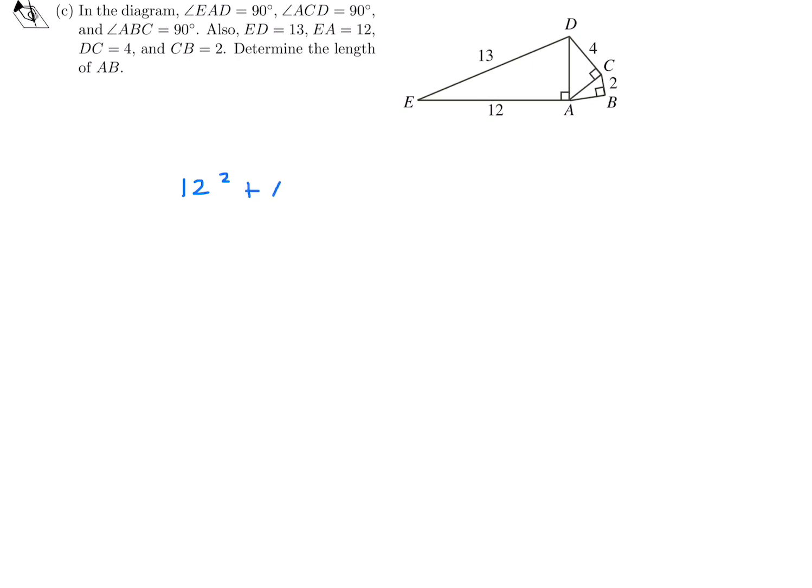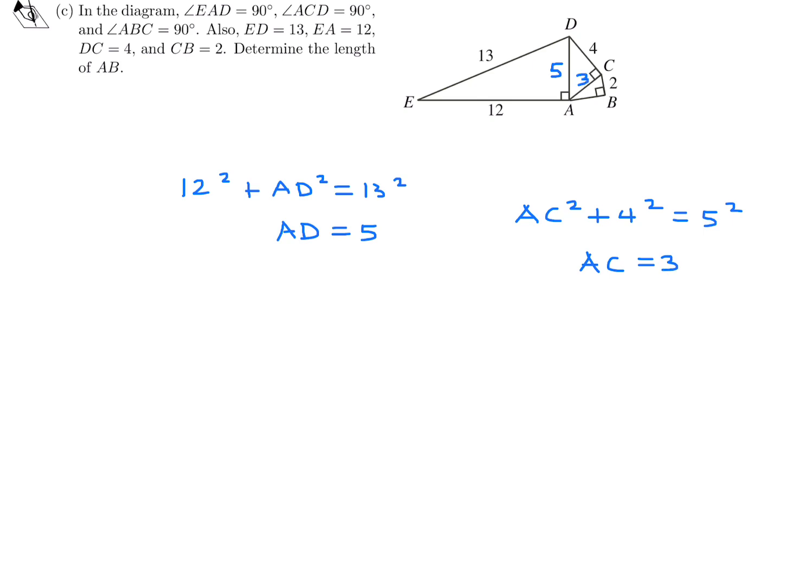12 squared plus AD squared is equal to 13 squared. Solving, you get AD is equal to 5. And then now we'll concentrate on finding AC. And like I said, it's a 3, 4, 5 triangle. If you're in grade 12, you definitely know that. But if you didn't, you can always use Pythagoras. And solving this, you get AC equal to 3.